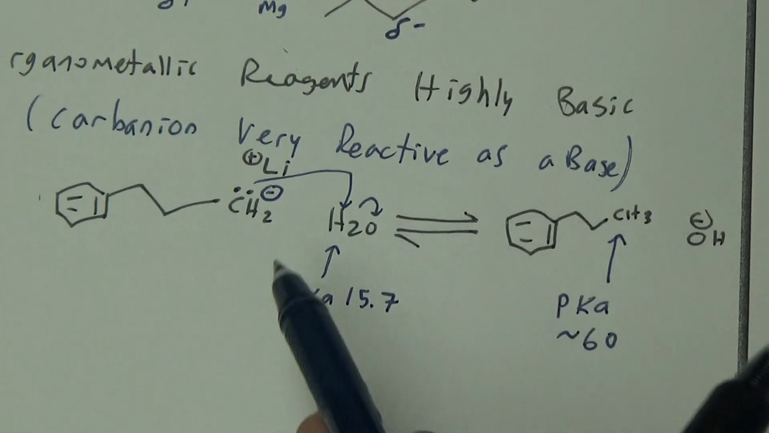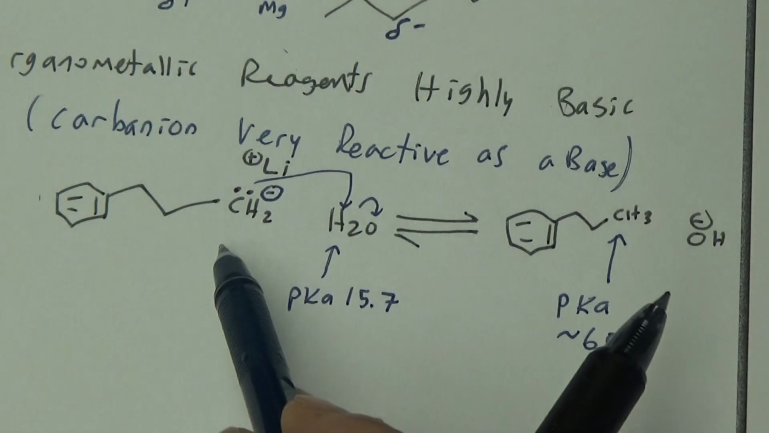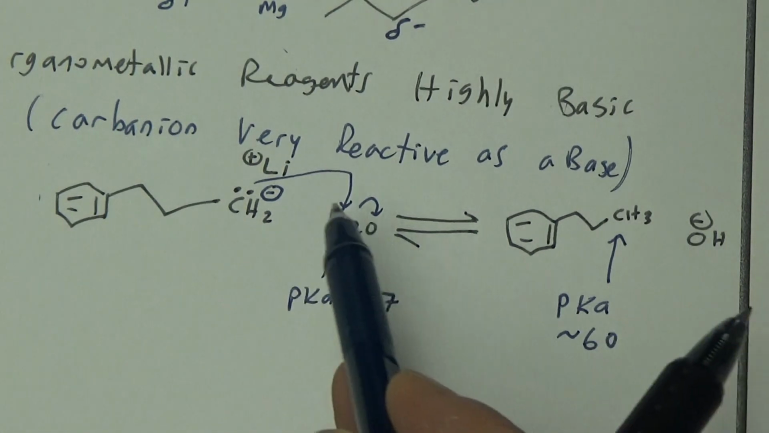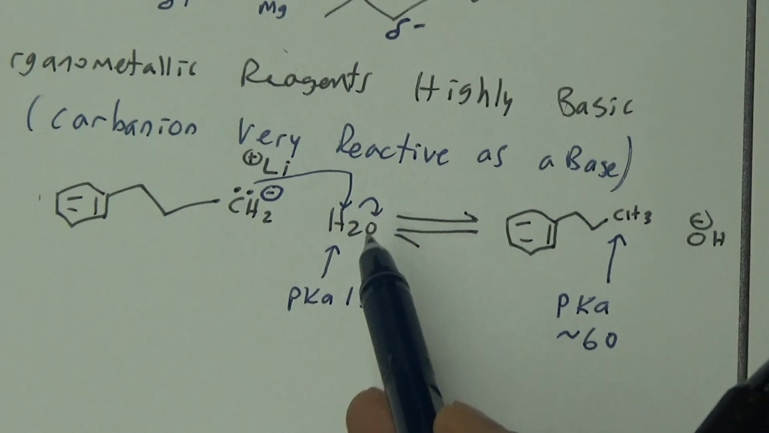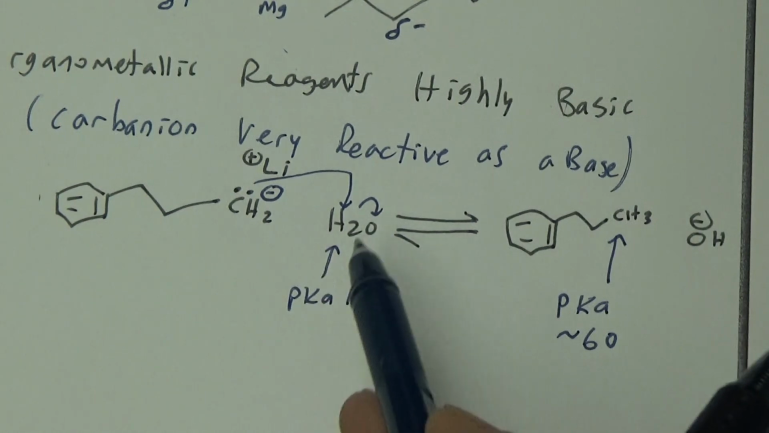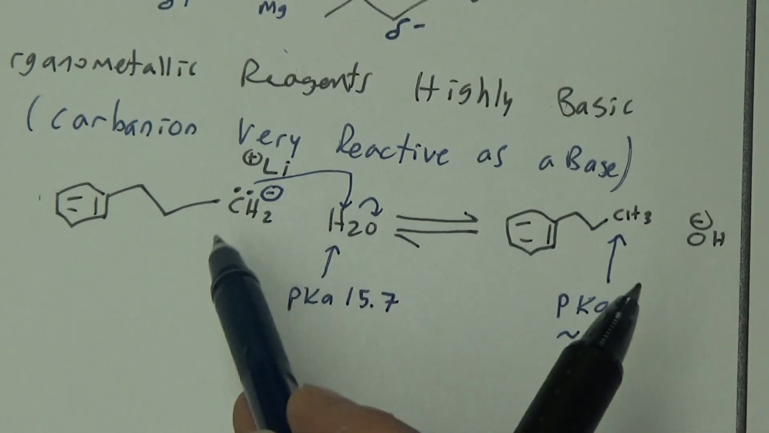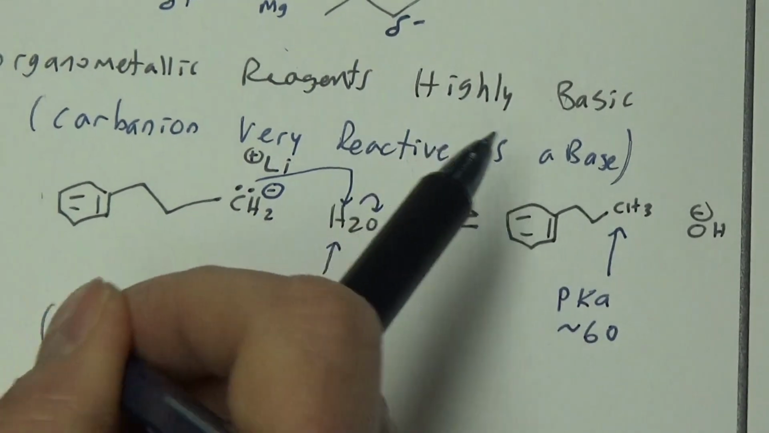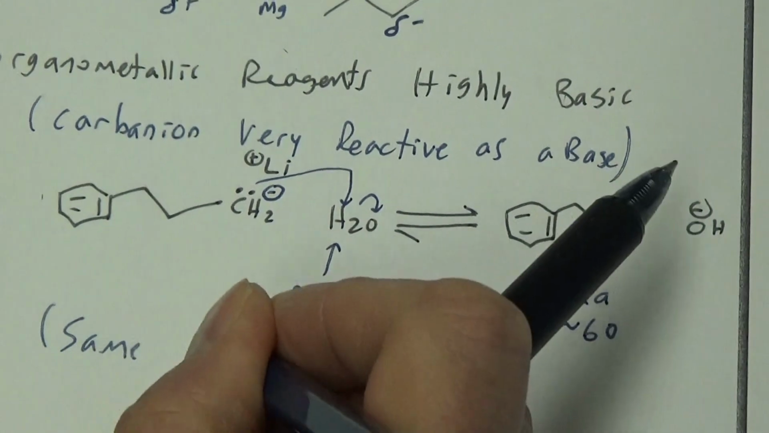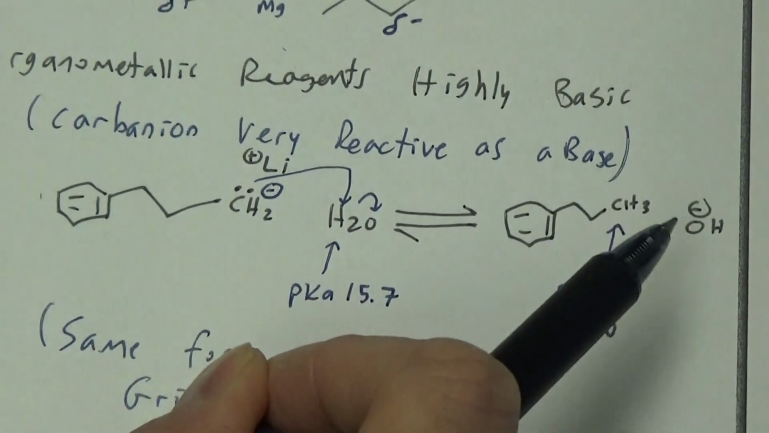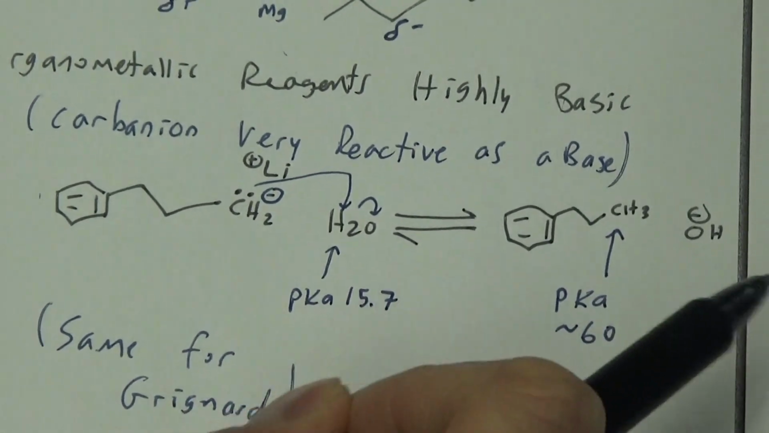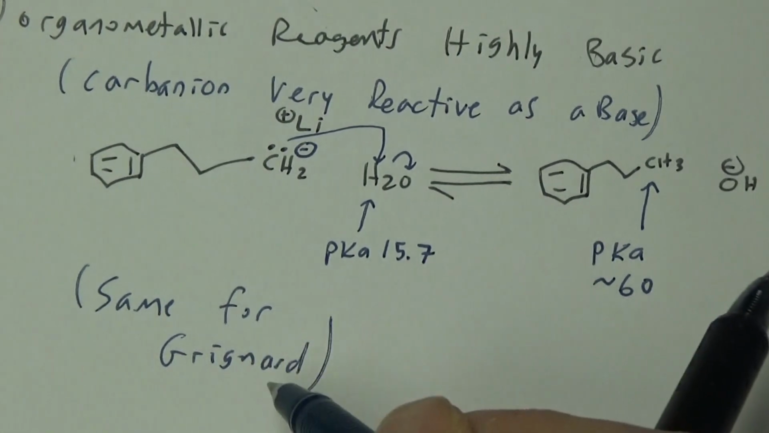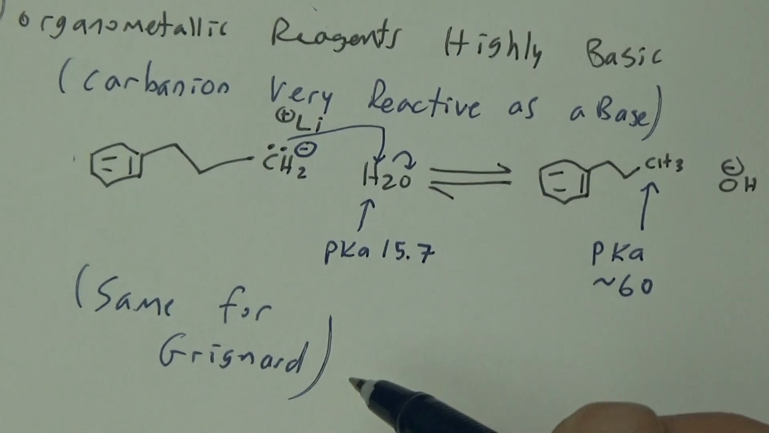Okay, so these are incredibly basic. That's what I'm trying to say. Anything with a low pKa, like 15, 20, or anything like that, will just give its proton up to this kind of molecule. All right. Now, this is also the same for Grignards. It's not just for organolithiums. Grignards are the magnesium thing, right?